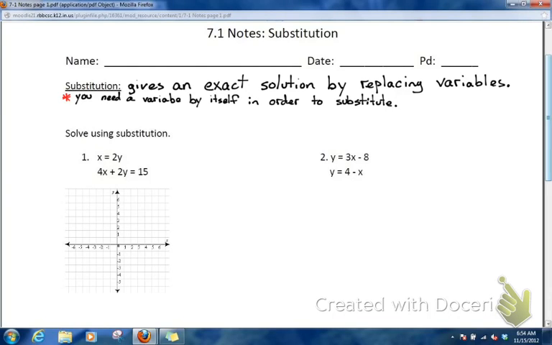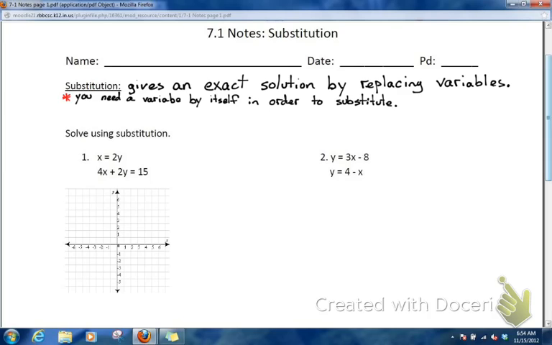Alright, this is the video lesson for solving systems of equations using substitution. And we're going to start out here with the definition of substitution. Substitution gives an exact solution by replacing variables. And what you need to know is that you need to have a variable all by itself in order to substitute.